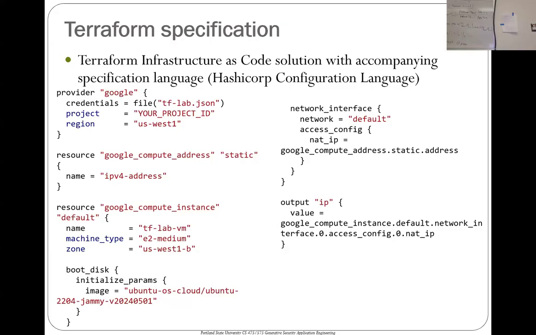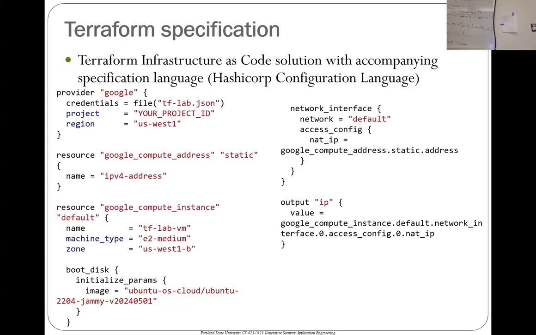So you could fill this in with your own project ID. This is basically the name of your Google Cloud project, the region that you want this deployment to take place in. And then you specify the resources that you want deployed. So I want a static IPv4 address, because when I bring up a virtual machine, I'm going to assign it to this thing. Here is the instance that I want you to create.